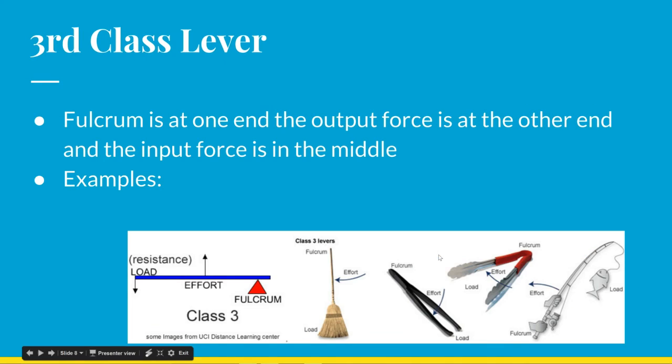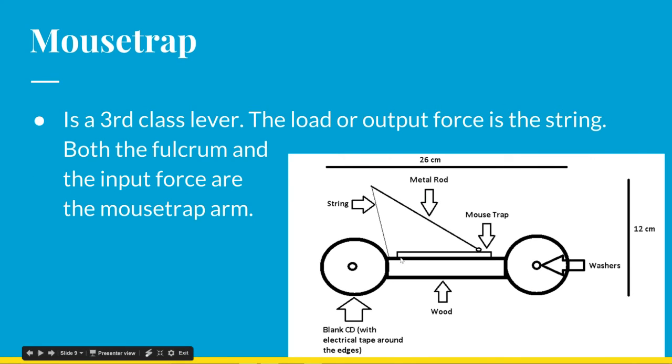Now, third class lever, and this is the important one. In this one, you have the fulcrum at one end, the effort is in the middle, and then the load, or whatever you're moving, is at the end. So fulcrum here, you're squeezing the tongs in the middle, and the load is at the end. Or here, fulcrum, effort, load with the fish. We're going to focus mostly on the third class lever because our mousetrap is a third class lever, and the point of this unit is to make a mousetrap car.